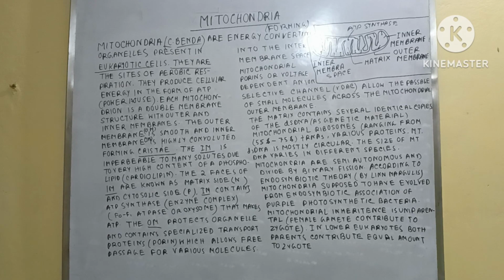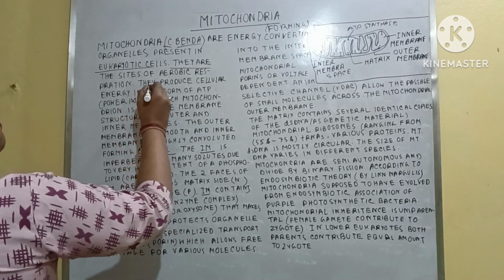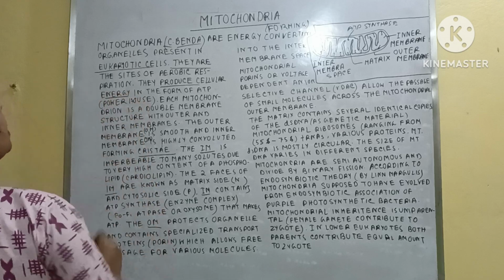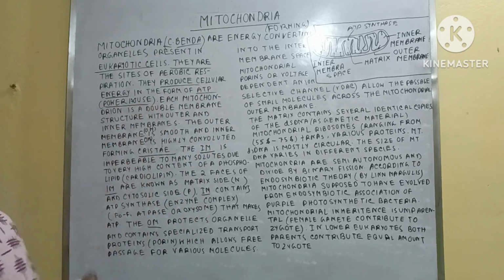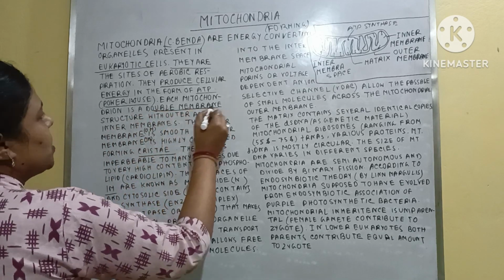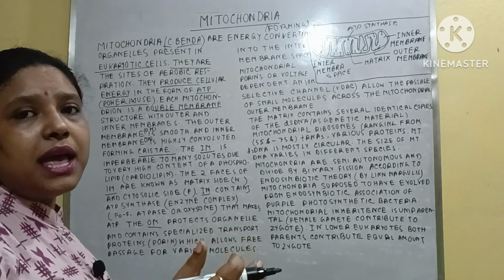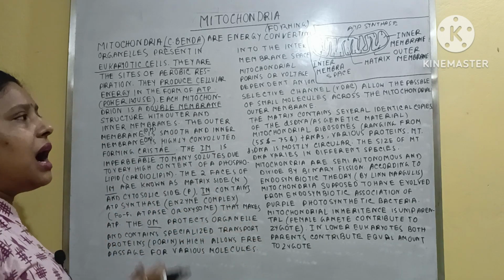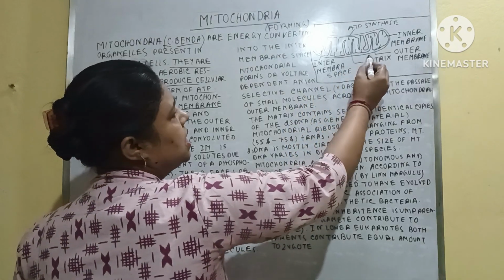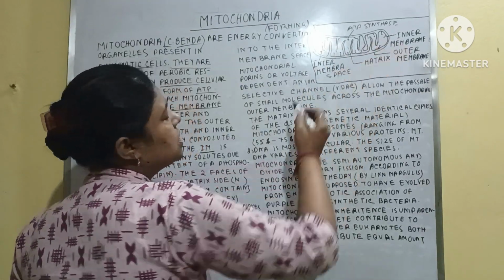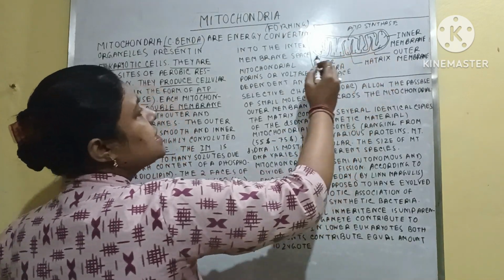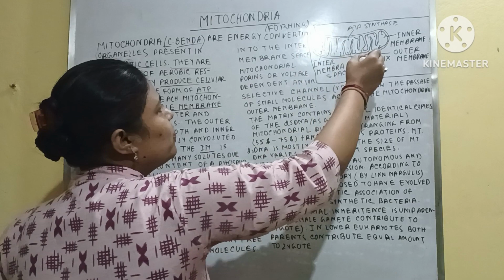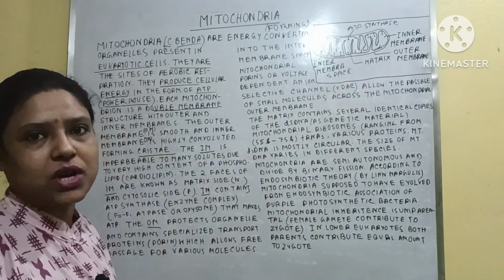The mitochondria produce the cellular energy, that is the ATP, and that's why they are called the powerhouse. Each mitochondrion is a double membranous structure: one is the inner membrane and another is the outer membrane. The outer membrane is very smooth, but the inner membrane is arranged as a convoluted structure.